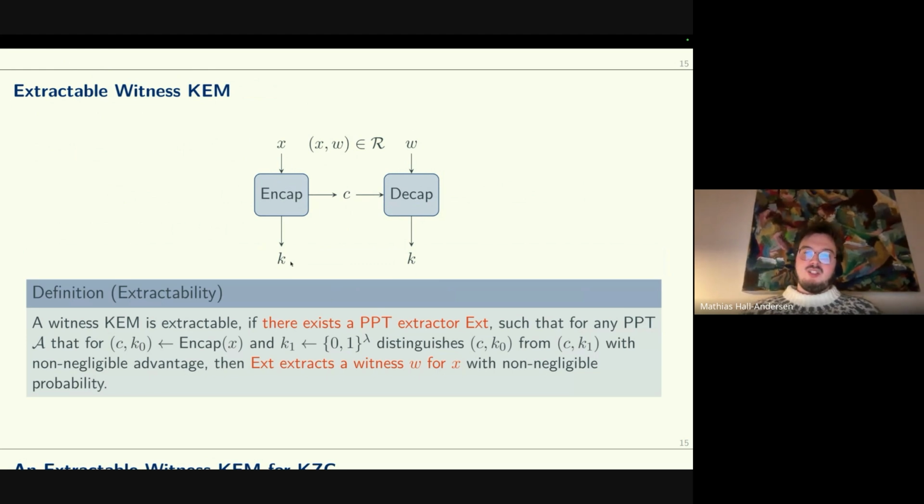And a very similar definition just says that you can't distinguish between me giving you a uniformly random key, or giving you the encapsulated key. So now I got rid of my messages, which is nice for simplicity. It says, hey, if I encapsulate X, I get a key and a ciphertext, or I simply give you a random key, then you can't distinguish the real encapsulation from me just giving you a completely unrelated key.